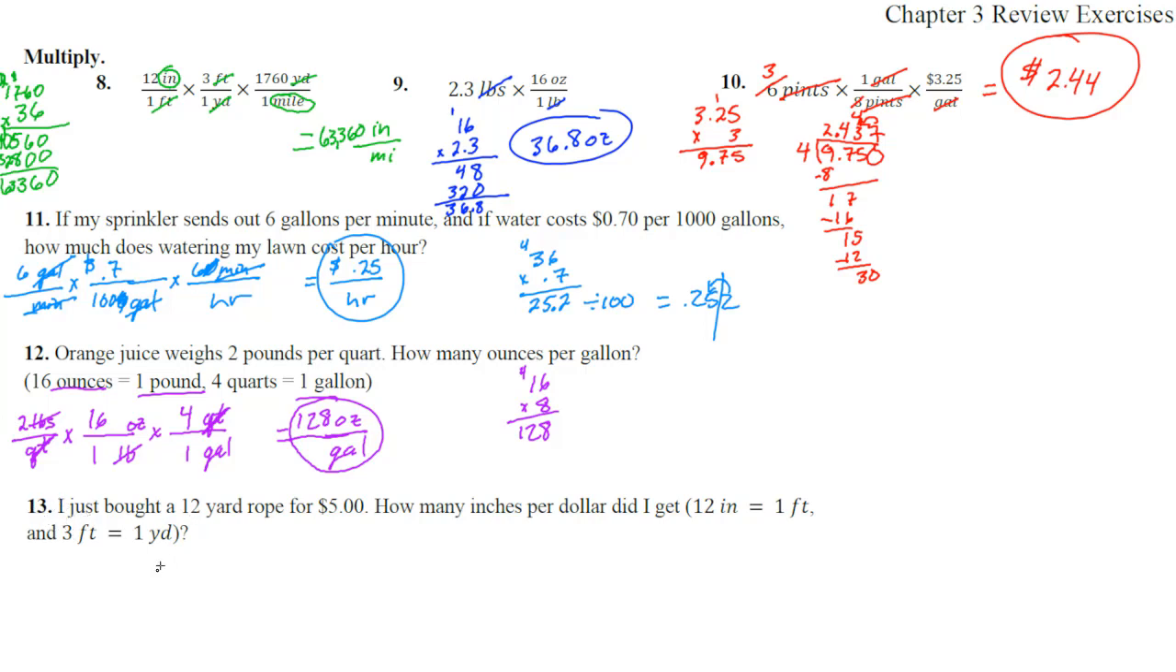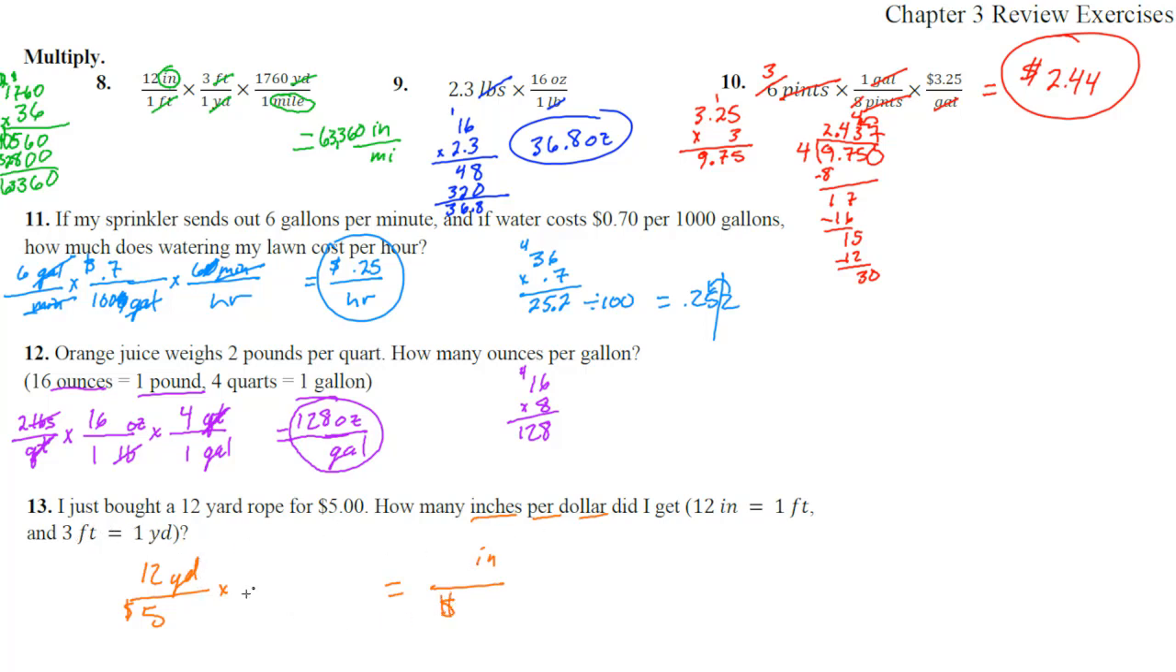Number 13. I just bought 12 yards of rope for $5. So that's 12 yards per $5. And we're trying to times it by something to get how many inches per dollar. Inches per dollar. So we've got to change yards into inches. Looks like we're going to need a couple of them. Hold on. Let's give us a little more space here. Equals, there we go. And we've got to get how many inches per dollar. That's inches per dollar.